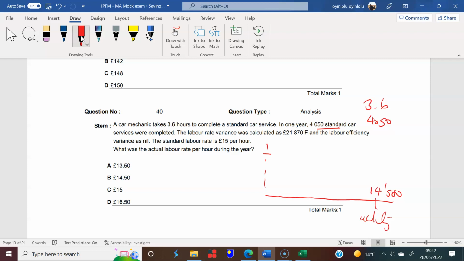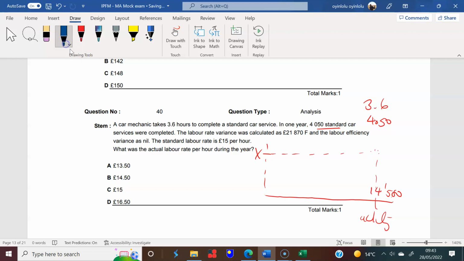Now, that's what I'm trying to find out. We would have paid them a certain amount per hour. I'm just going to call that X, right? So paying them per hour, I would have paid them 14,580 times X. That's what they would have spent. So in terms of actual spend, that's what I'm really trying to find out.